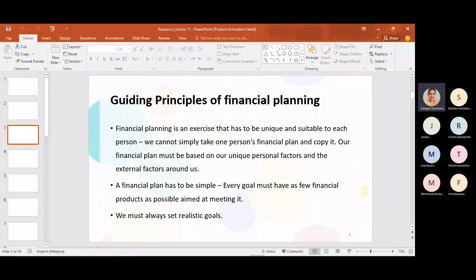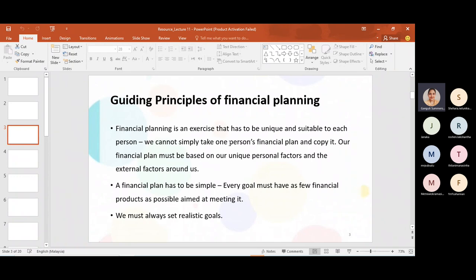And the other thing is we must always set realistic goals. When you make a financial plan, you should always set realistic goals. Your goals should be goals that you can achieve. Realistic goals means the goals that you can achieve. So when you make a financial plan, you need to make sure that your financial goals are realistic goals.